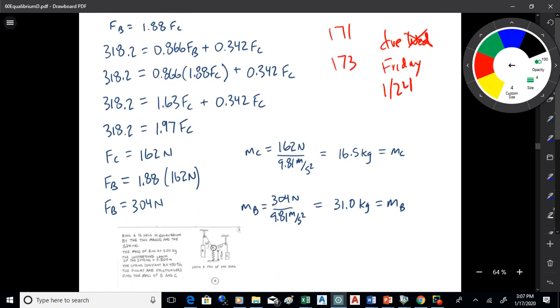And then once you know the weights, you can divide by gravity and find the masses. That last step there is based on the fact that the weight is equal to the mass times gravity. So the mass then is the weight over gravity. And g is 9.81 meters per second squared. So that's the process on that. Do we got any questions on that?